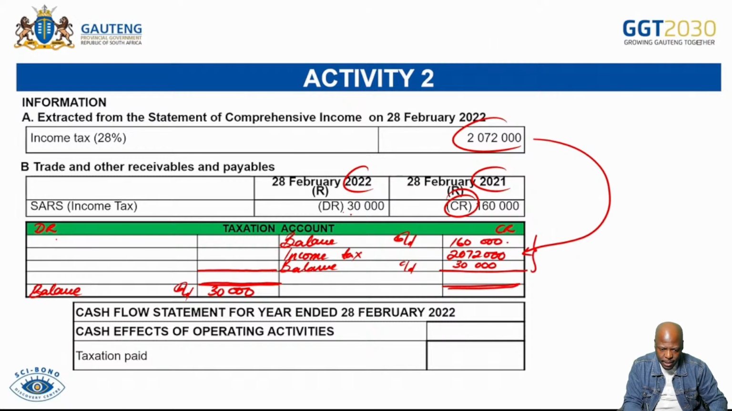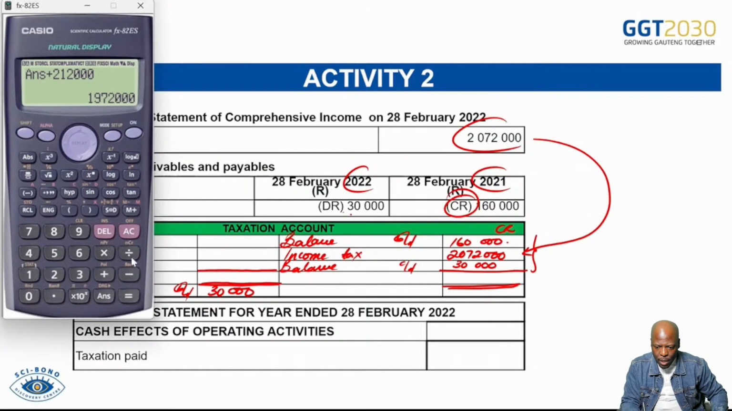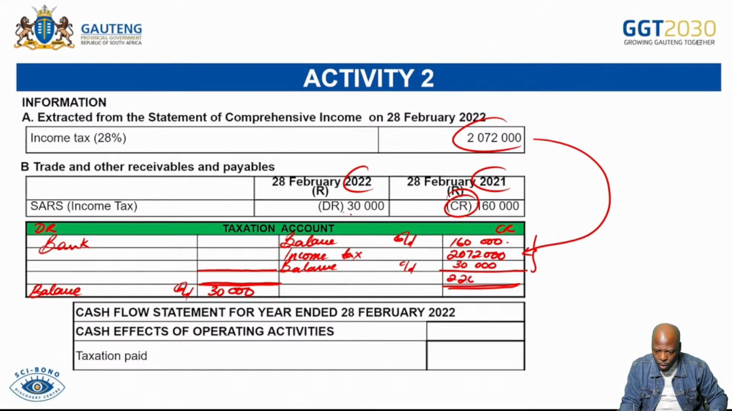So I'm just gonna add this side, and what I'm looking for is the bank, what was paid. So I'm gonna come here and I'm gonna now say it is my 160,000. I'm gonna add my 2,072,000 like that, and then I'm gonna add my 30,000. That's gonna give me my 2,262,000. 2,262,000 there. So it's my 2,262,000 there, and then my bank becomes 2,262,000 there. So I'm gonna come here and I'm gonna say my taxation paid.